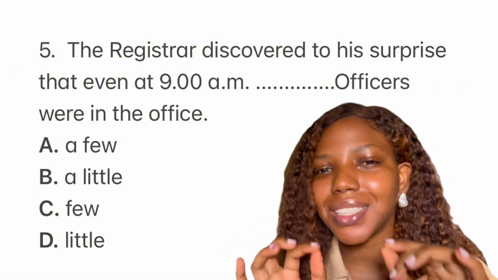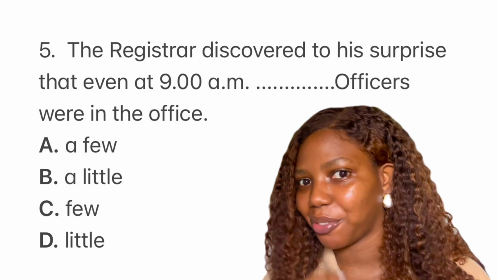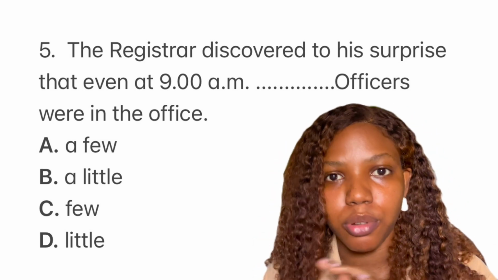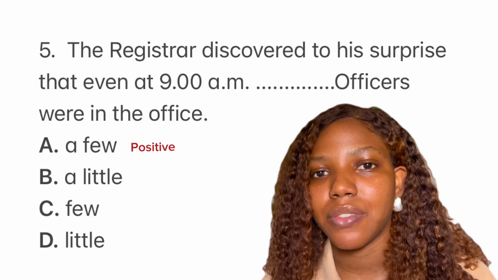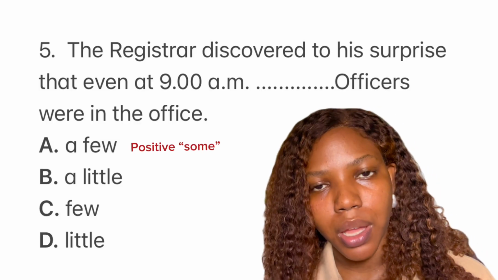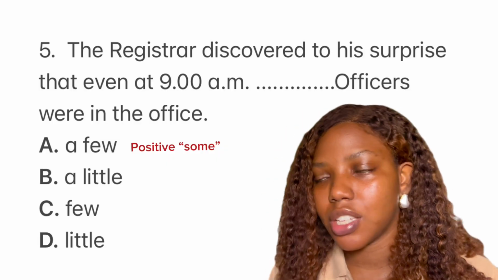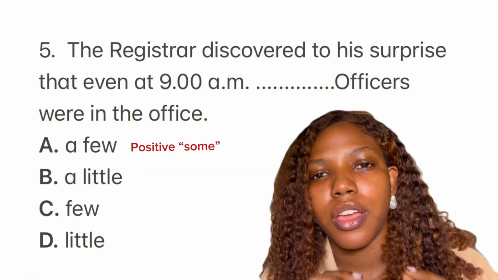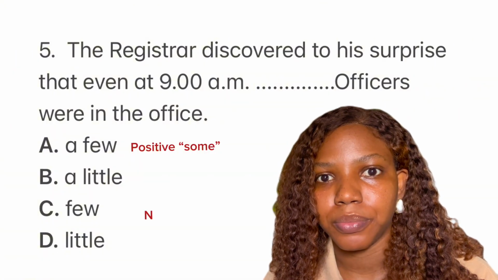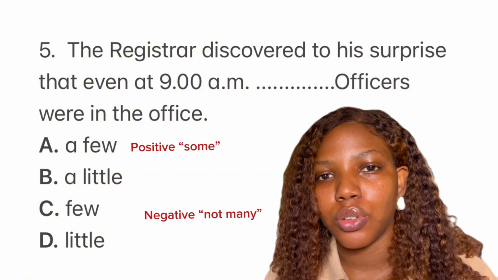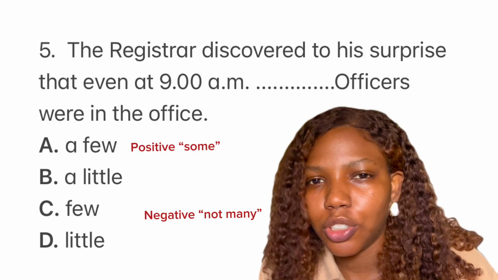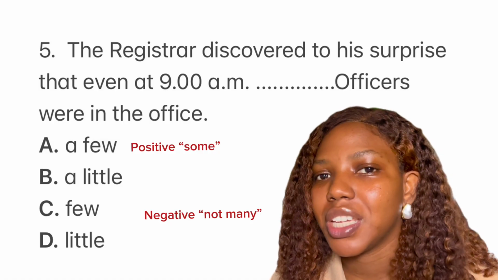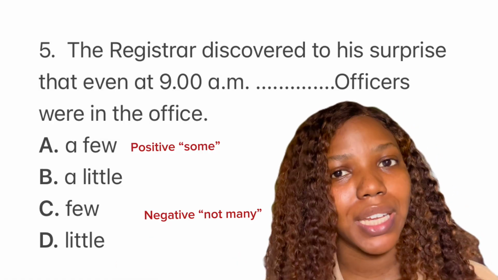Good. Now, what is the difference between a few and few? This is where it gets challenging. Now, a few is simply positive. What do I mean by positive? I mean, it means some. It means enough, right? So in this context, the officers are enough to be noticed, right? Good. Now, few is negative on the other hand. So few means almost none, not many, hardly any. Okay, so now we need to determine if the sentence is positive or negative.